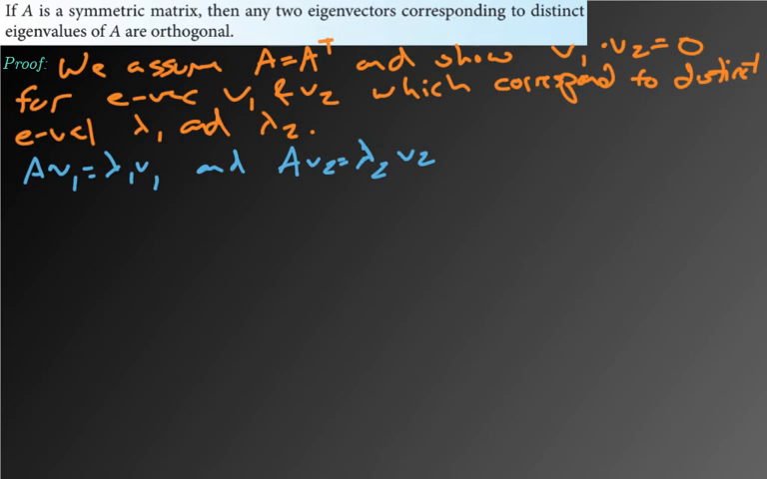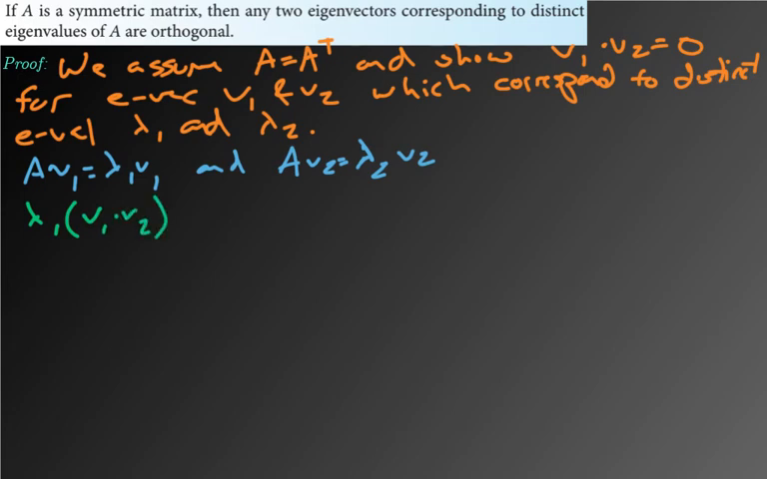And so what I'm going to do is start kind of like the last proof. I'm going to pick something kind of weird to start with, but you'll see where this is going once I get into it. So I'm going to start off with just lambda 1 times V1 dotted with V2.